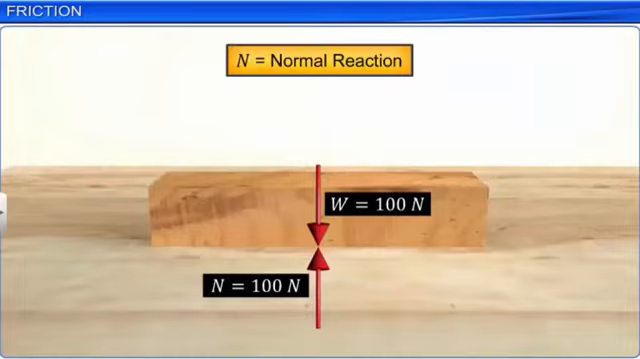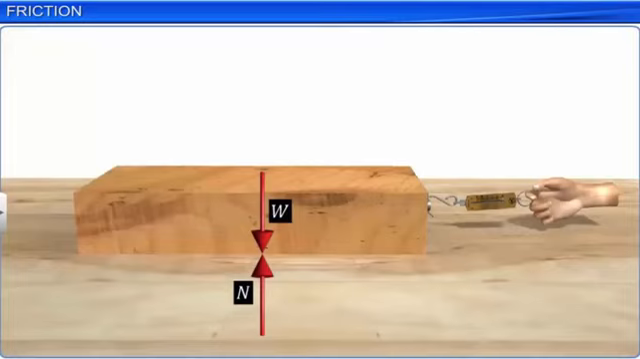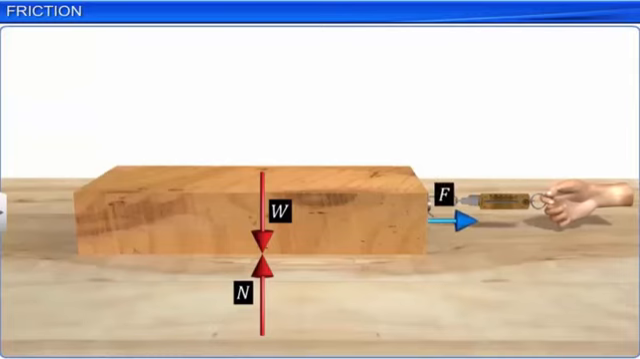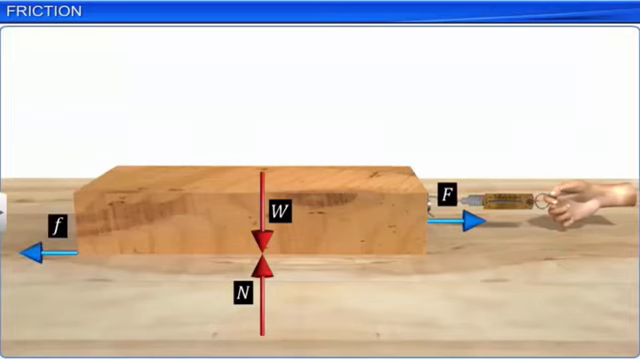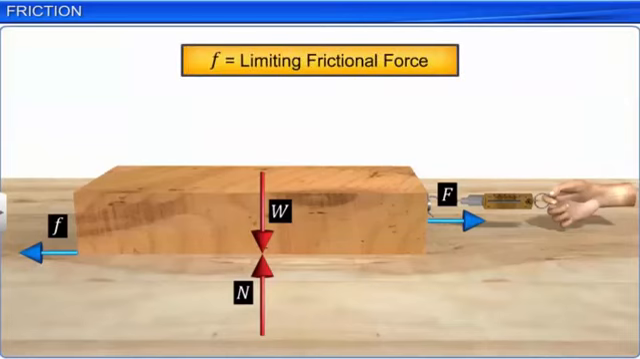Let us now try to slide the wooden block by pulling the spring balance attached to the block. As we slowly pull harder on the spring balance, the friction force automatically increases and becomes equal to the applied pulling force. This automatic increase of the frictional force takes place up to a limit only. The frictional force at this point is known as limiting frictional force.